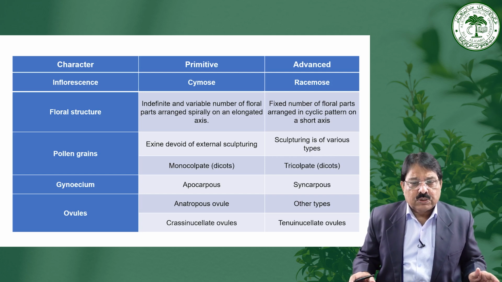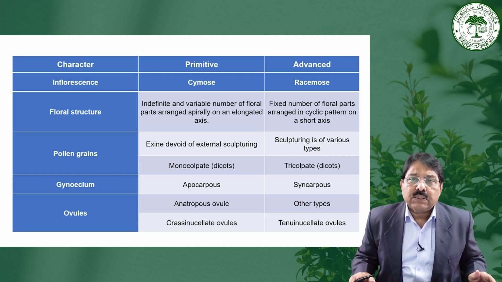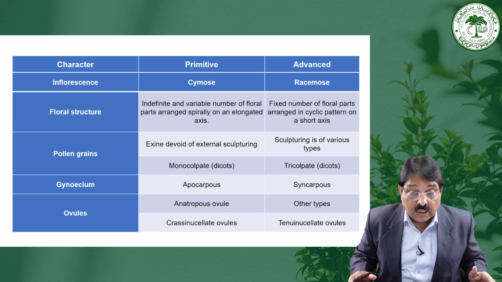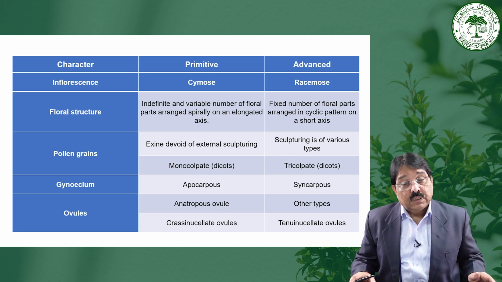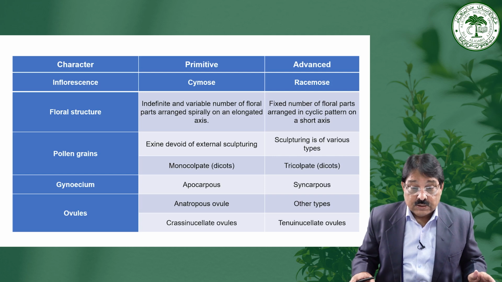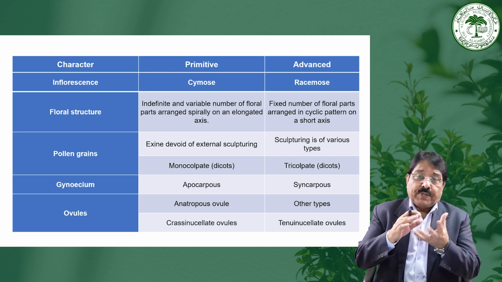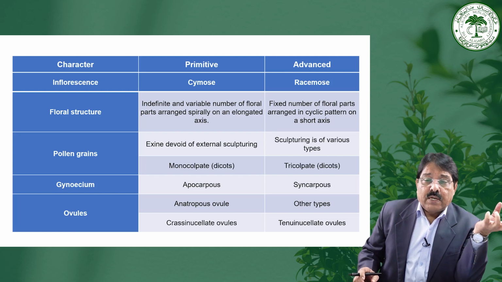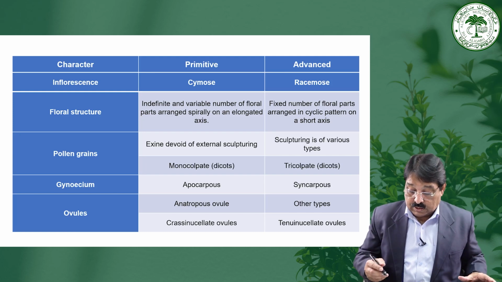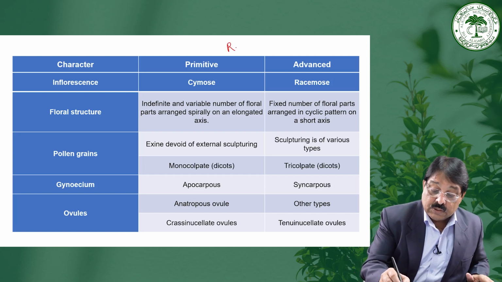Hutchinson also considered apocarpous the primitive character. Bentham and Hooker considered apocarpous the primitive character. Takhtajan also considered apocarpous the primitive character in comparison to syncarpous. Apocarpous means the carpels are free. They are not united. They are free. As in the case of, if you remember, Ranunculus sceleratus.